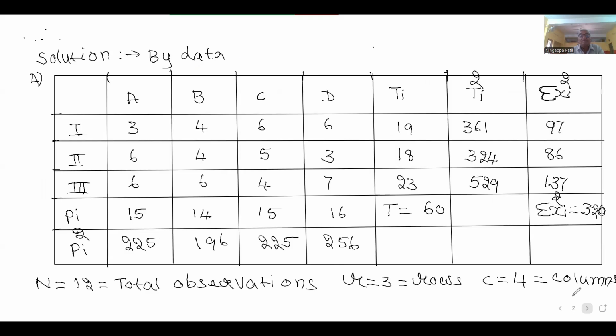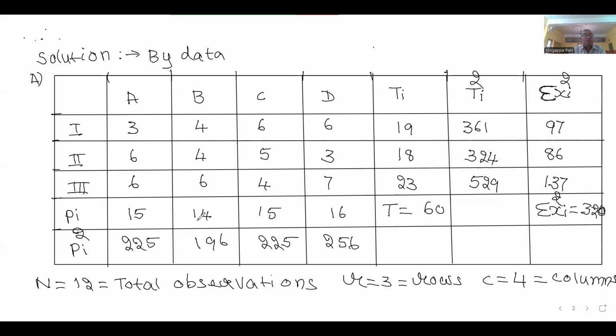Now, next, look here. Solution by the data. We have to form this table like this, my dear students. This is given by the examiner: A, B, C, D, and 1, 2, 3 values are given, and you copy it as it is. And then the total values are also given. You take this Ti, the total value, because this Ti is useful in the formulas coming in the problem.